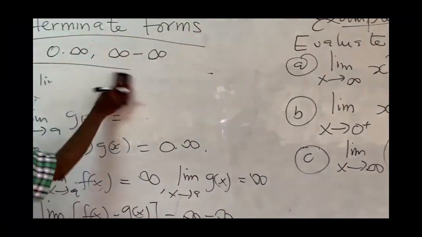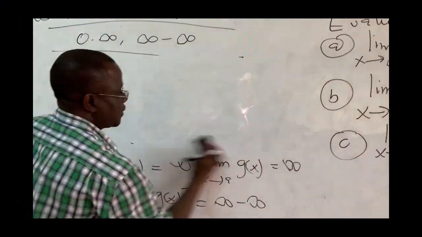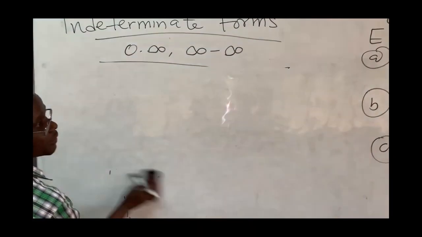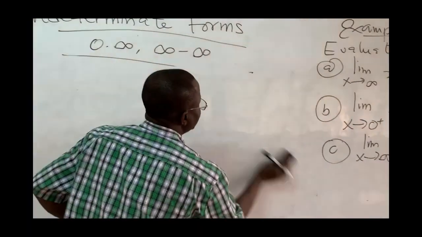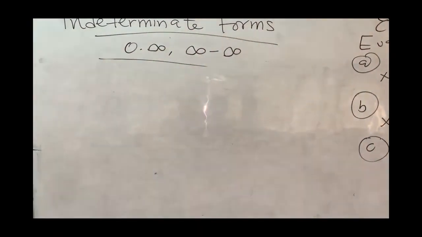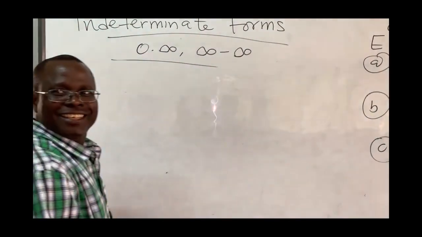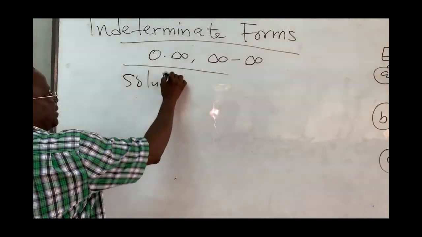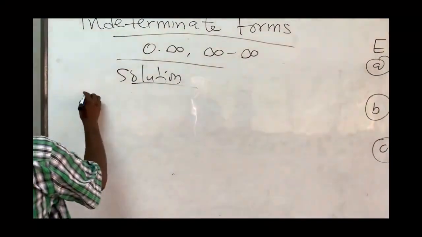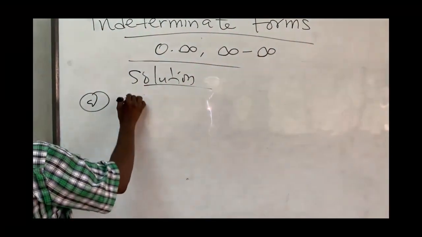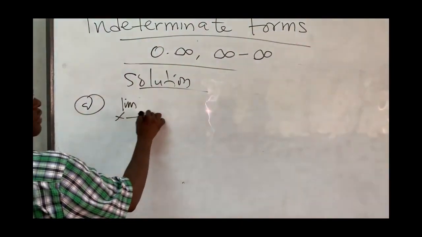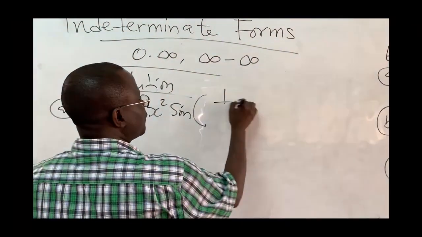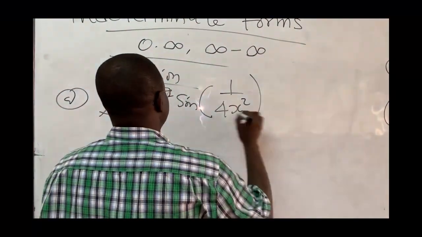All right, so let's do these ones. You can do all 3, or let's say 2 of them, and then you can try one for yourself. So the first one is this: I have the limit as x goes to infinity of x squared sine of 1 over 4x squared.